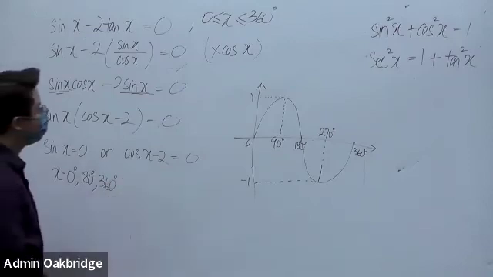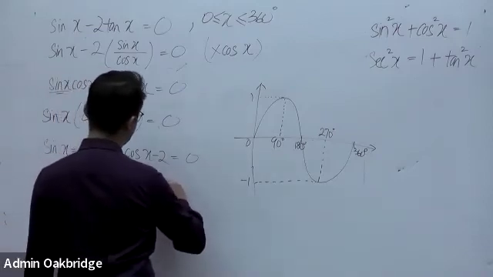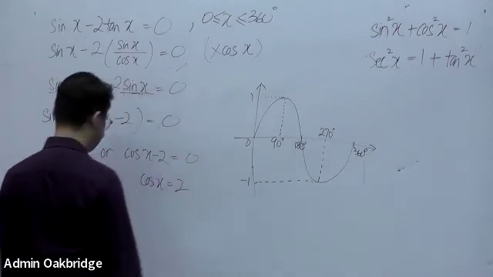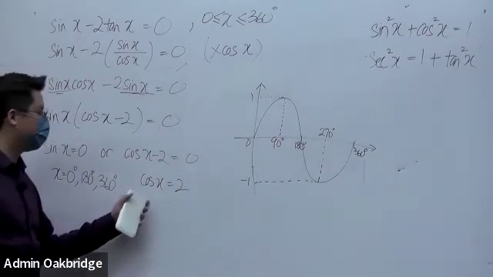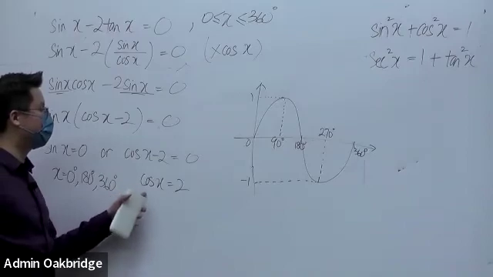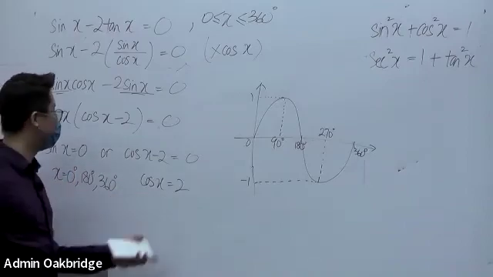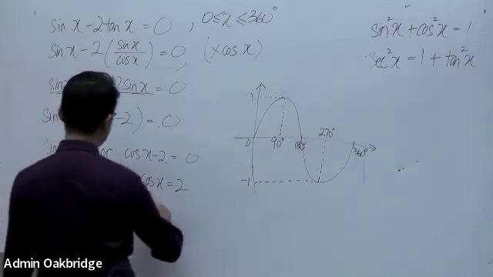So how about this one? Cos x equals to 2. Well, for this one, you don't have any solution, right? You know that the maximum value for cos x is 1. Cannot be more than 1, so no solution.